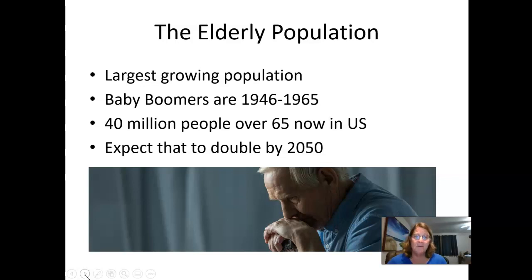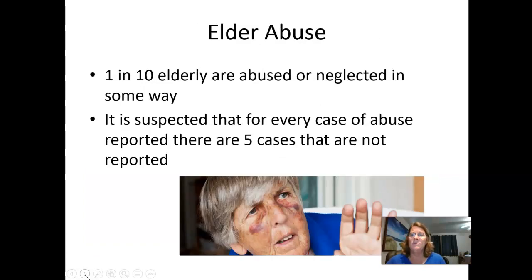And unfortunately, they're one of our very frail and fragile populations, just like small children are, our elderly population is as well. In elder abuse, 1 in 10 elderly are abused or neglected in some way. It is suspected that for every case of abuse that is actually reported, there are 5 cases that are not reported. So think of how much is happening to our elderly population that isn't getting picked up, isn't getting reported, and is just going to continue to keep happening.